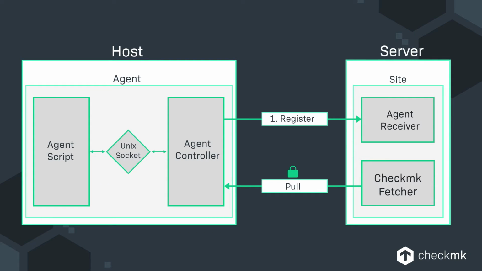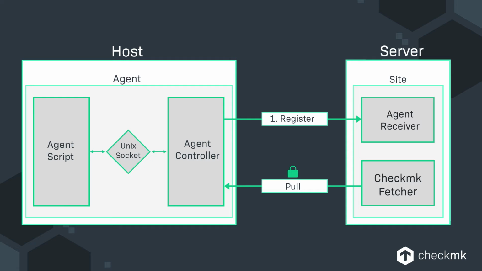With Checkmk 2.1, we changed this architecture. We have two new components, one on the Checkmk server and the other one on the Checkmk agent. On the server side, we have the so-called agent receiver, which listens on a new port. It has to be separated from the web interface, so it's not port 80 and 443. It's a port starting at 8000. And on the agent side, we have the agent controller component, which takes care of all the communication between the Checkmk agent and the Checkmk server.